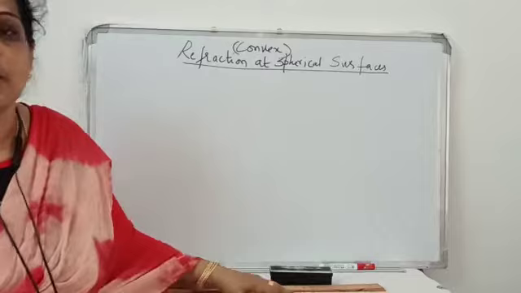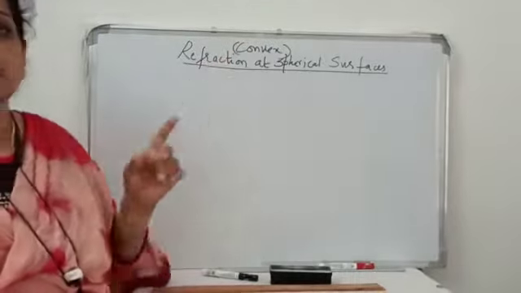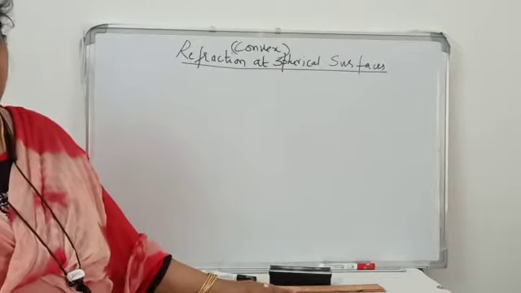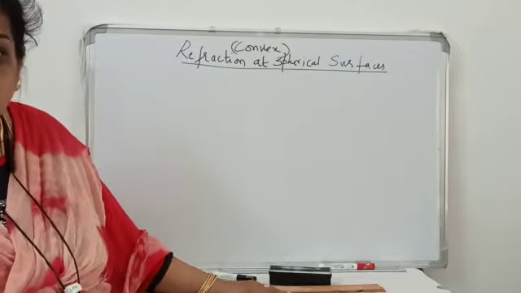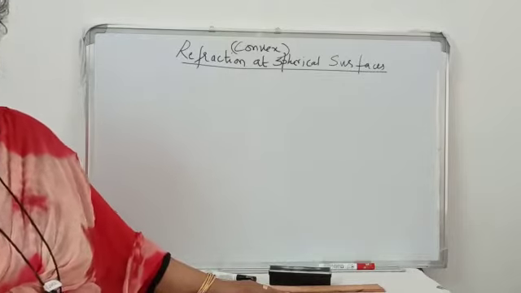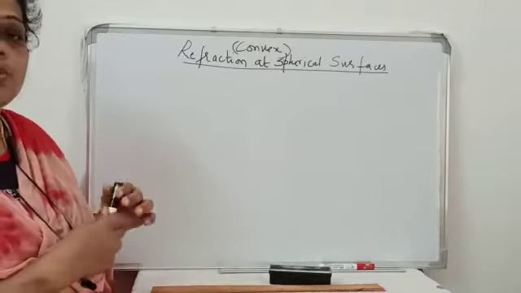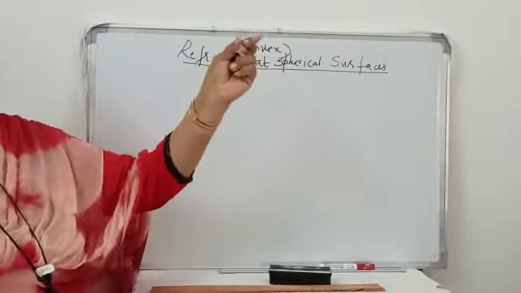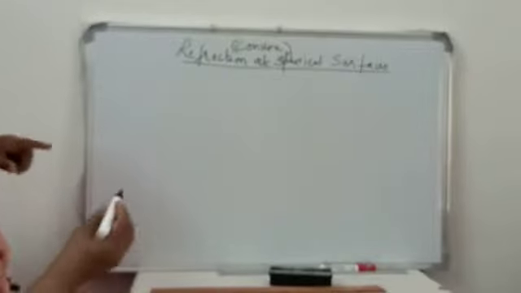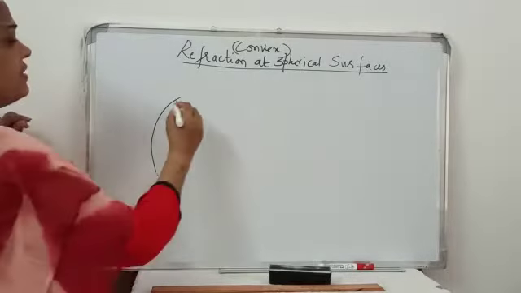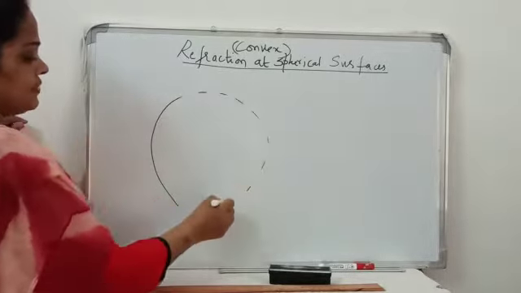Now next we'll go to the next phenomenon, that is refraction at spherical surfaces. A spherical refracting surface is a part of a sphere made up of transparent refracting material. It is of two types: one is convex spherical refracting surface and the other is concave spherical refracting surface. This is a convex spherical refracting surface which is a part of a sphere.